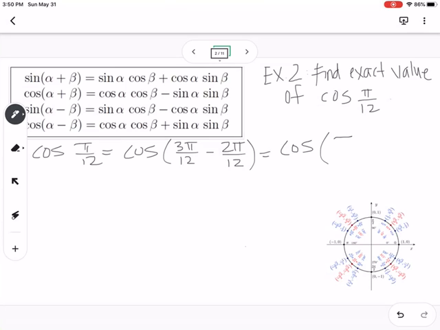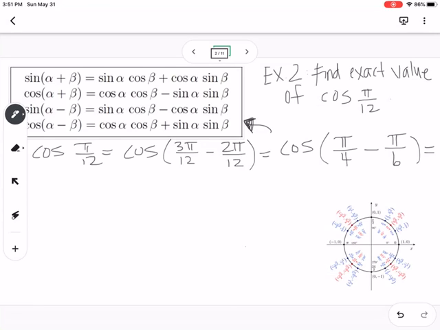I said it out loud, so that's pi over 4, which is one of our easy angles, and pi over 6. Okay, so now we're going to go to our cosine formula, and it's our difference, because there's subtraction. So it's going to look like this, and then we're using this formula right here.